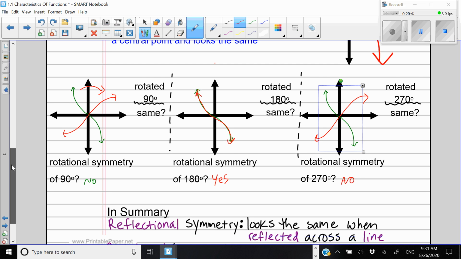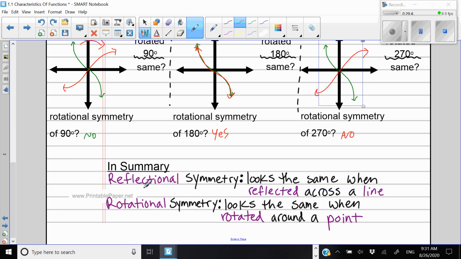So in summary, we can say reflectional symmetry is when it looks the same when reflected across a line, and rotational symmetry is when the shape looks the same when rotated around a point. So this was today's lesson.